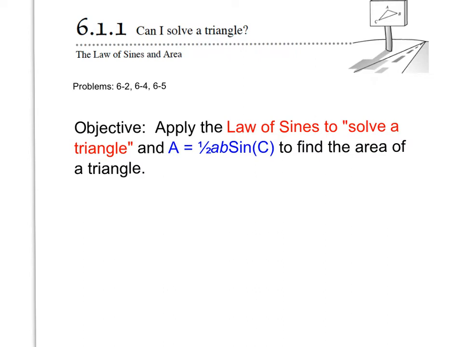Today's lesson, and going into tomorrow's lesson, actually all week, you're going to be finding angles and sides to non-right triangles. So we're going to be using the law of sines today, and then we're going to study an area formula for a triangle. Tomorrow we'll be doing law of cosines.